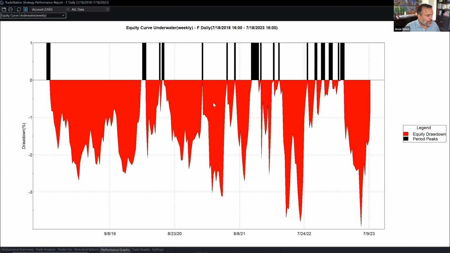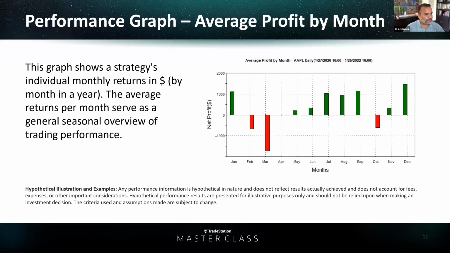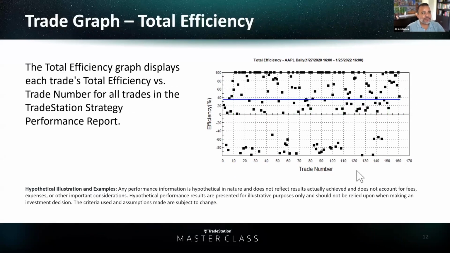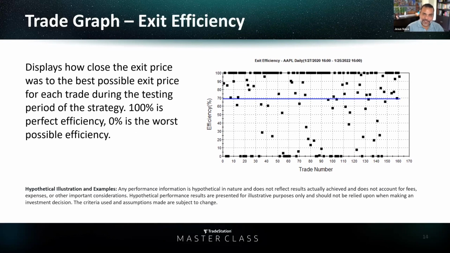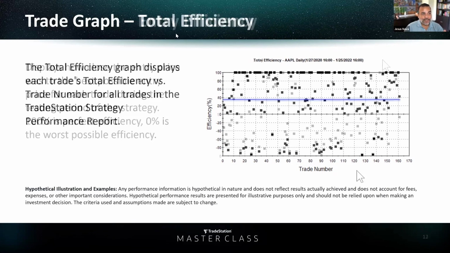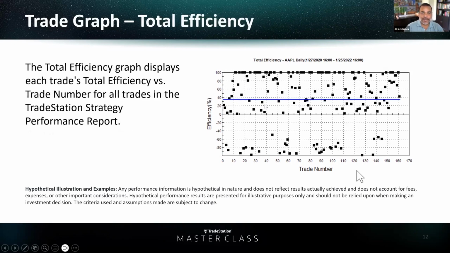Let's take a look at our trade graphs because we have a few to talk about. So we talked about the average profit by month, good graph. Now let's talk about trade graphs. This is total efficiency. There are three graphs that I want to group together: total efficiency, entry efficiency, and exit efficiency. These are all graphs that measure how good the strategy is doing when it's time to enter and exit the trade. Of course, the total efficiency, this one right here, combines the entry and the exit, and it gives you an overall efficiency for the trade.